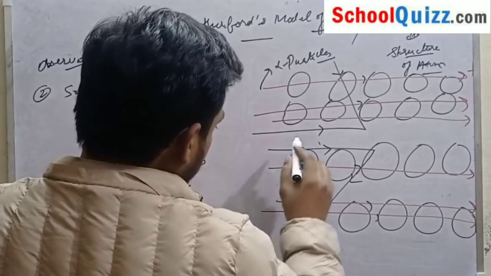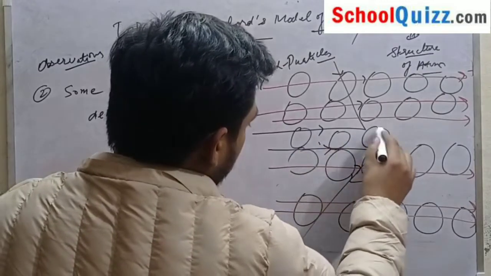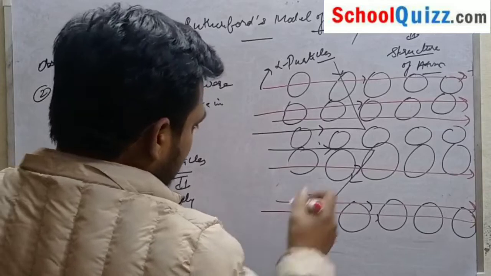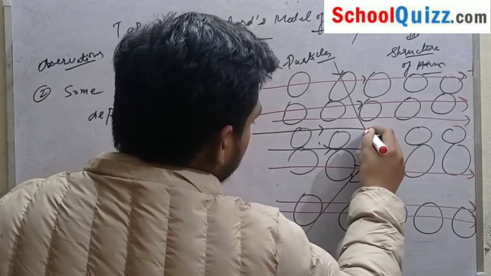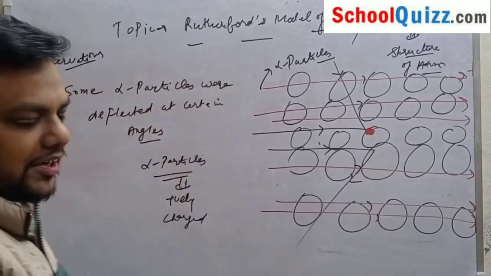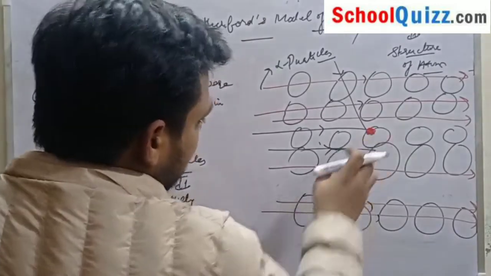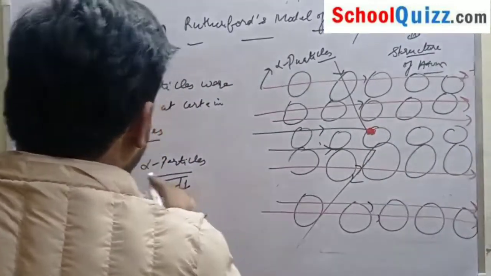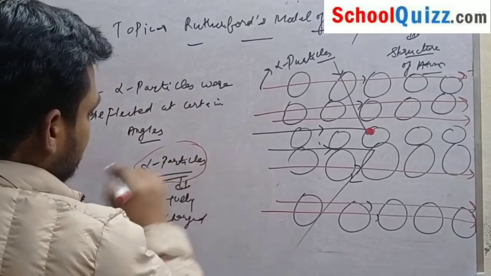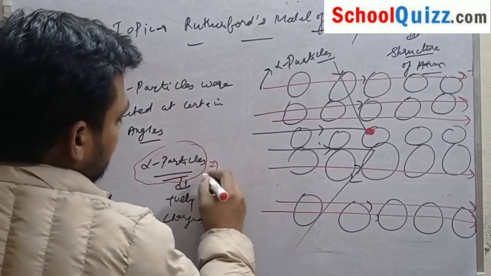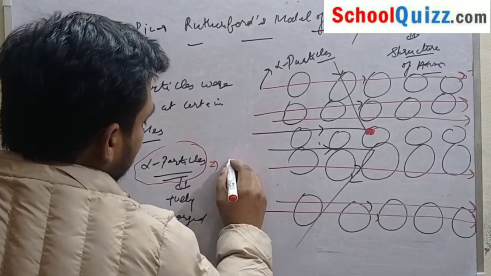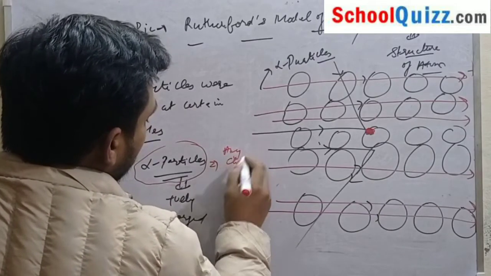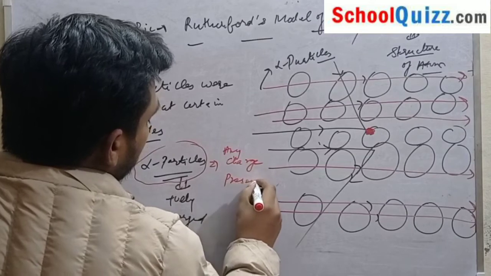Like, these all are atoms. Something should be present there, that's why they are deflected at a certain angle. If something is present there, that is due to which deflection occurs. So as alpha particles are positively charged, there must be some charge present.